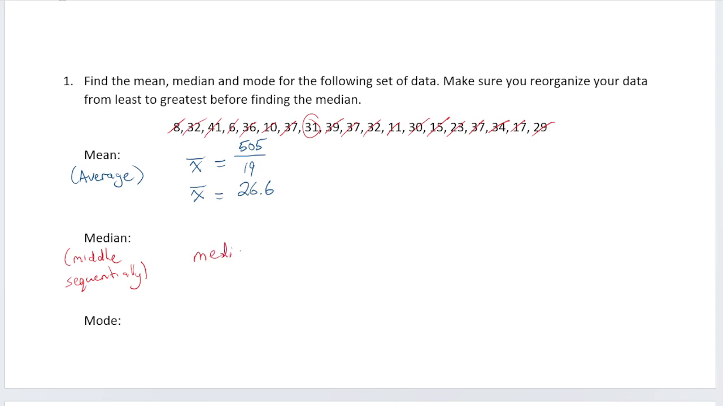So the median is 31. Now if there was an even number, there'd be 2 in the middle, and I'd have to take their average. Finally, mode. Which one shows up the most?